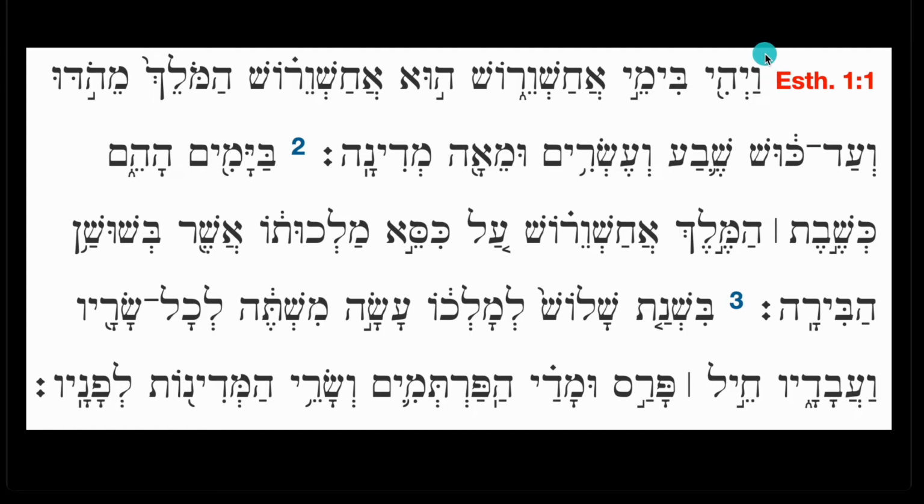So we've got a Vav, then a He, Bet with a dagesh in it, Aleph, Chet, Vav, Vav, He, Vav, Aleph. And this is actually the word.